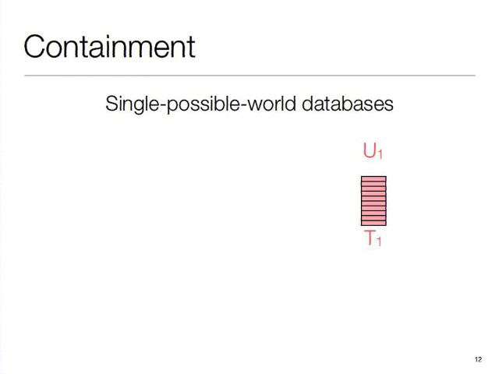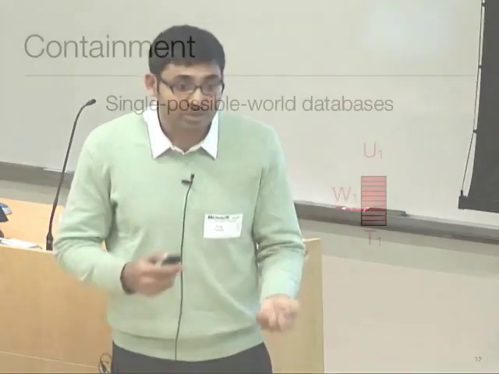Now let's try to define containment in one degenerate case, which is what if our uncertain database had only one possible world. This sounds incredibly like a certain database, but with the twist that absence of information is also information. Absence of a tuple is also information.